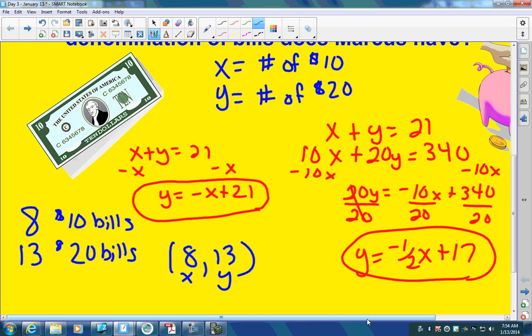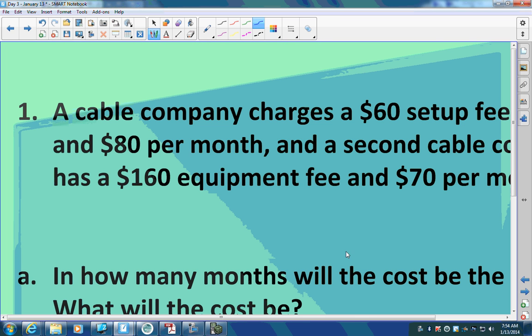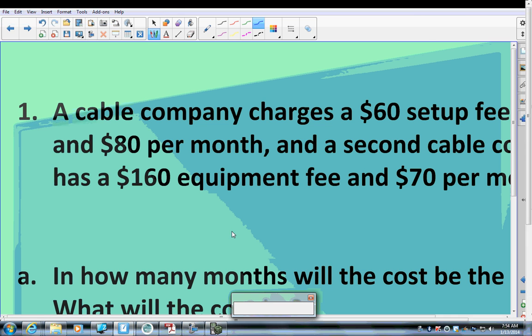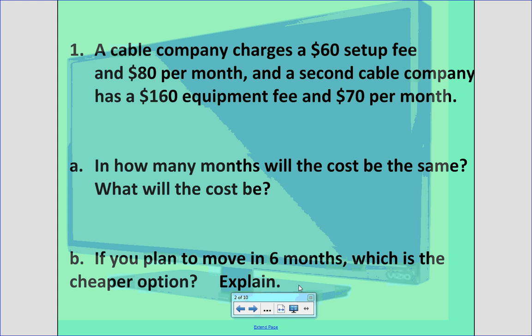Now, we're going to work on setting these up. I don't know if I'm going to go through and answer all of them, but maybe a few of them. Let's look at this next one. It says a cable company, and this is on the printed side of your page. It says a cable company charges a $60 setup fee and $80 per month. A second cable company charges $160 of equipment fee and $70 per month.